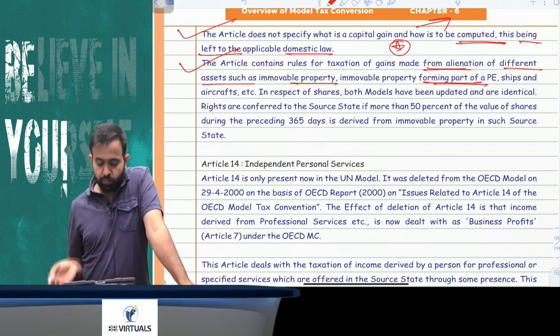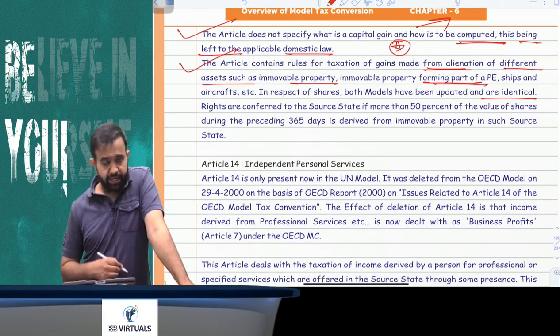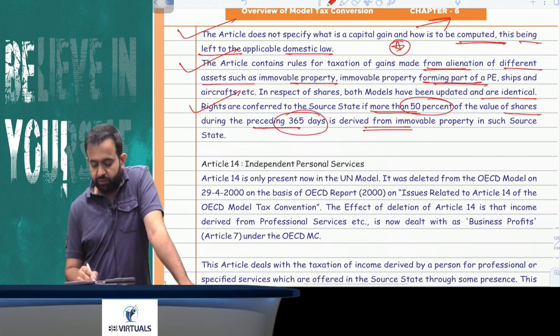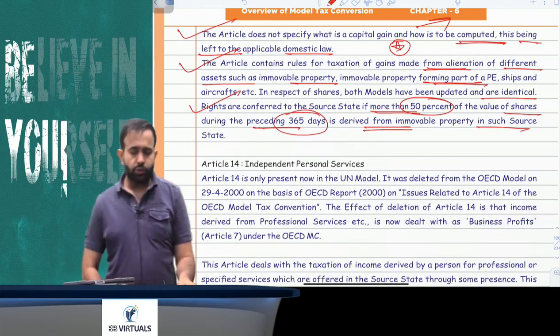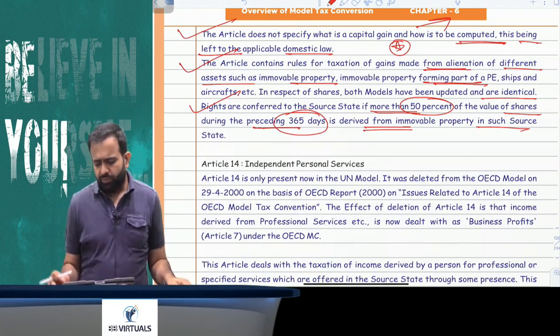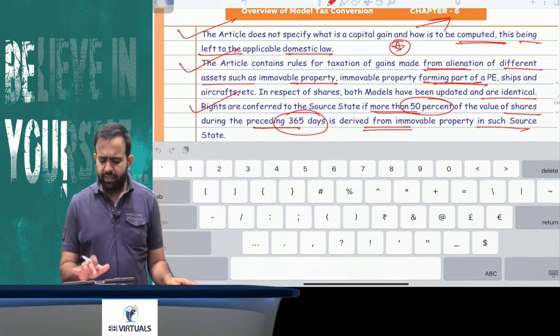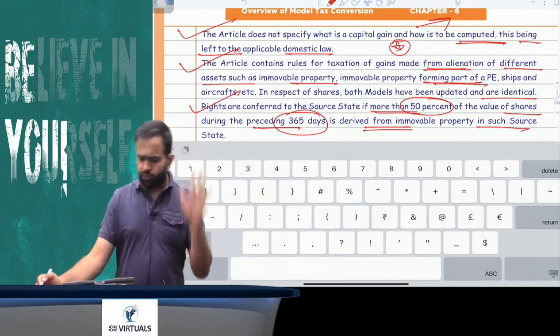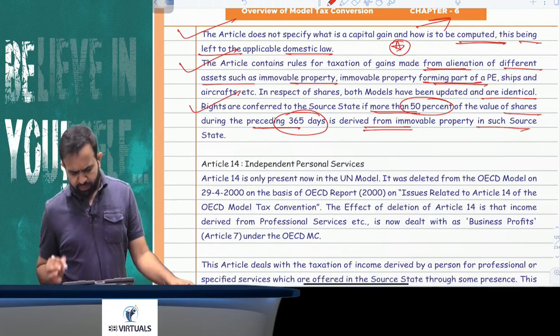In respect of shares, both models have been updated and are identical. Rights are conferred on the source state if more than 50% of the value of the shares during the preceding 365 days is derived from immovable property in such source state. Normally, in this article, you just have to remember that on capital gain, tax can be charged by the resident country as well as the source country. Just this much you have to remember in this article.